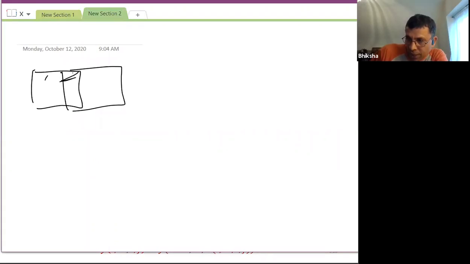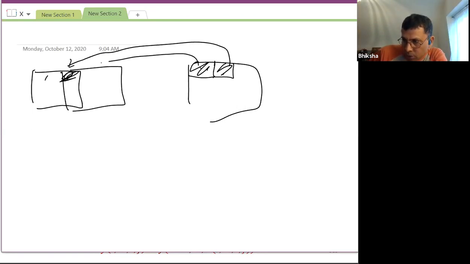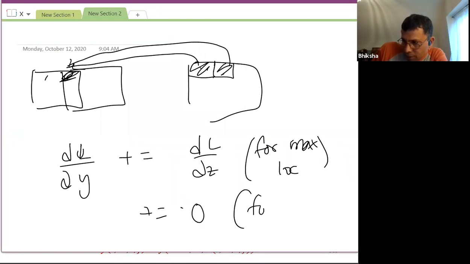Could the same value be selected multiple times and the derivative be doubled? Exactly, right? So let's say this element got picked up for the first position here. Then it got picked up again for the second position in the output map. So that means that when you're going backward, this has contributed to both, so both of their derivatives must be added over here. So you're going to say d loss over dy plus equals d loss over dz for the max location, and plus equals 0 for others.